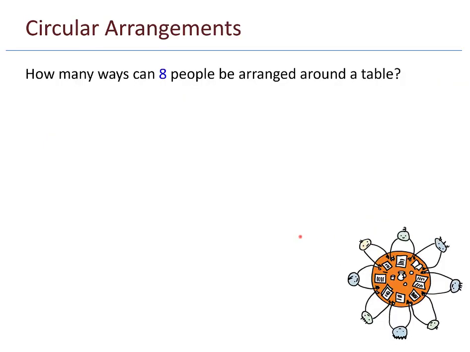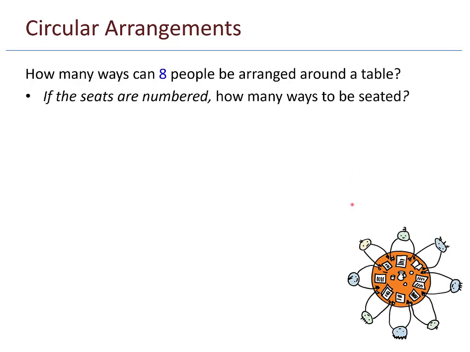Let's talk about circular arrangements. This is a different way in which we look at permutations and then we divide out by a different kind of equivalence class. How many ways can 8 people be arranged around a table? So if the seats are numbered, how many ways are there to be seated? In this case, I'm really distinguishing all the seats. Every seat is unique. And so the solution to this is 8 factorial, the number of permutations of 8 people.